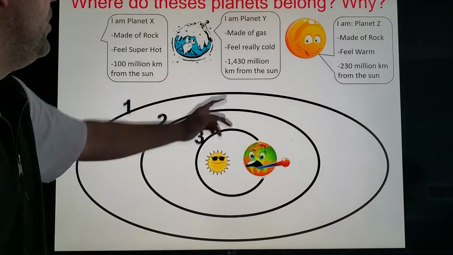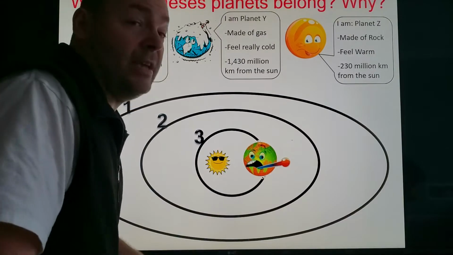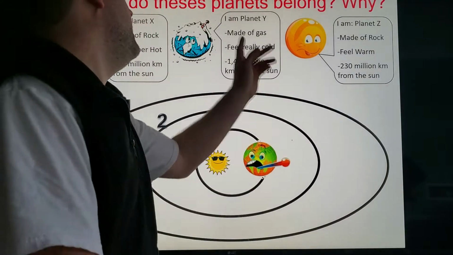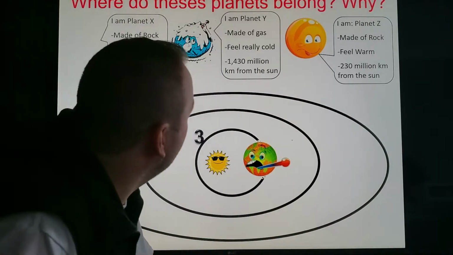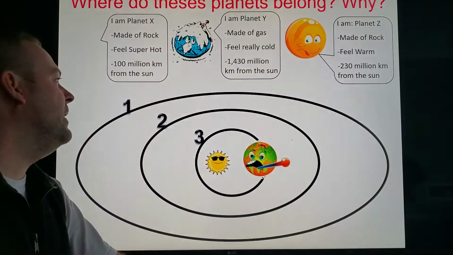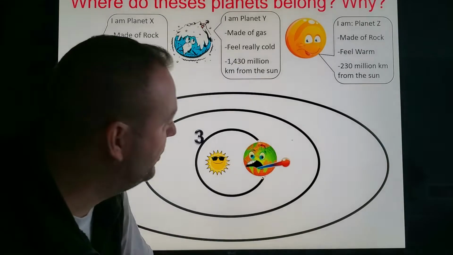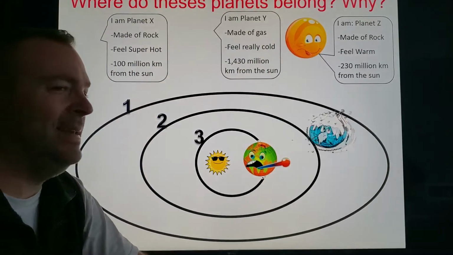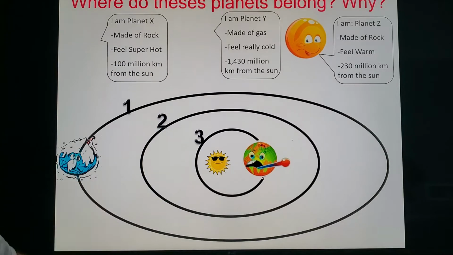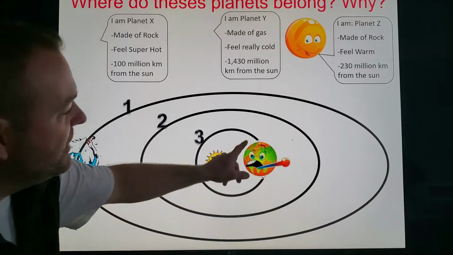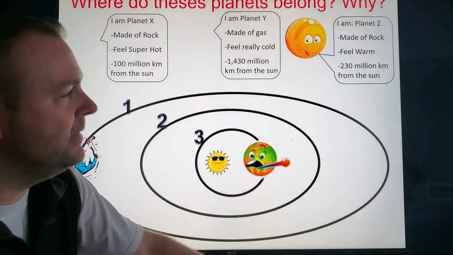All right, for the next one, Planet Y, made of gas, a gas giant, a Jovian planet. Very cold, 1,430 million kilometers from the sun. Hopefully you put this guy way out there. That would be like Neptune, right? Or Uranus. There you have it. By the way, this inner one would be a terrestrial planet.